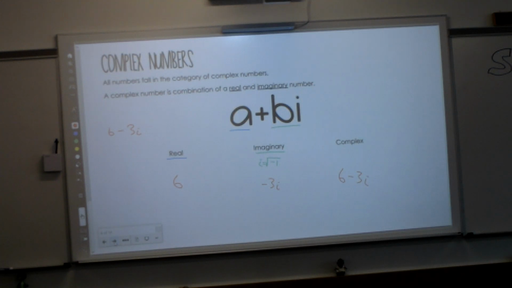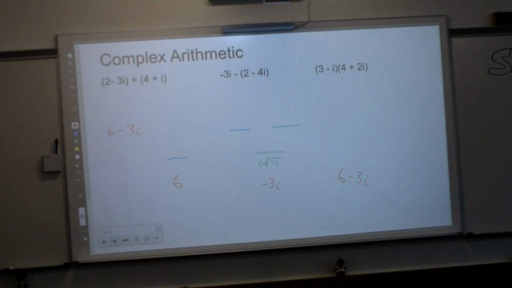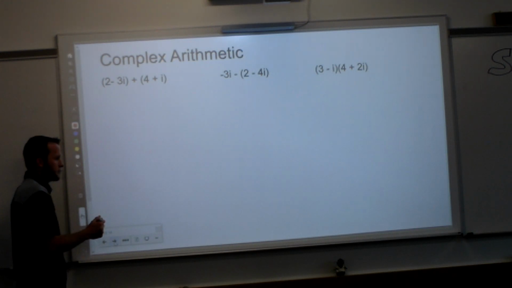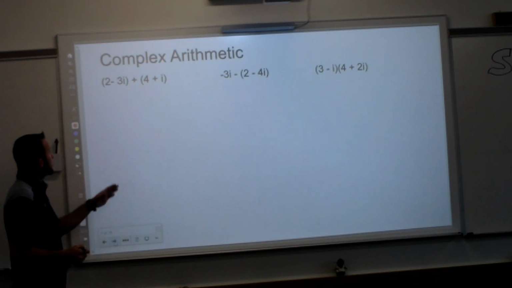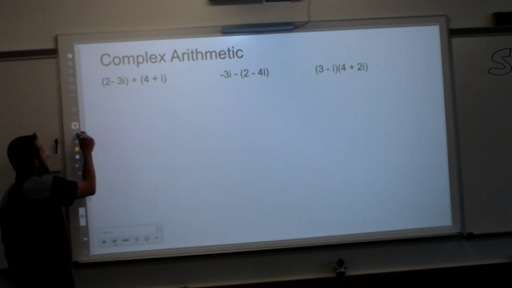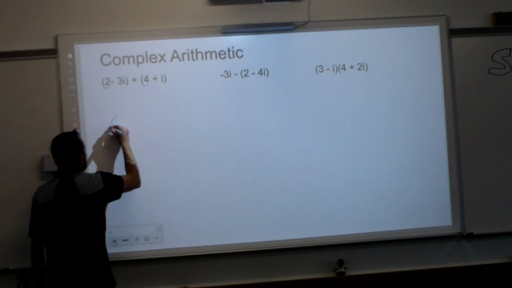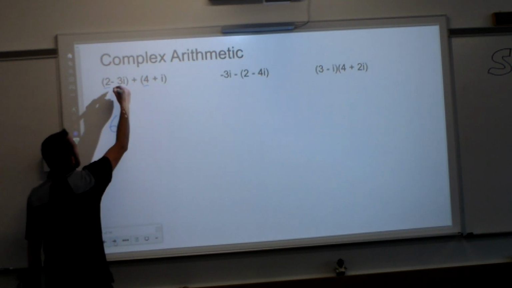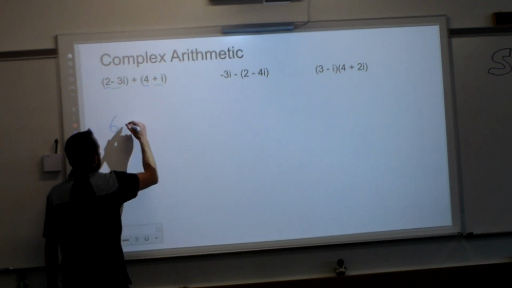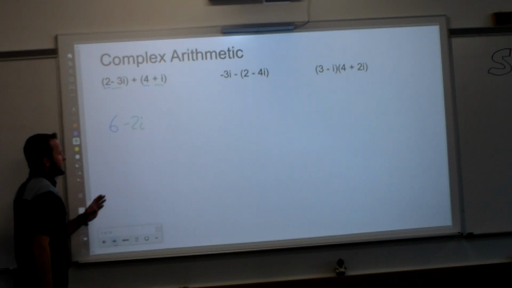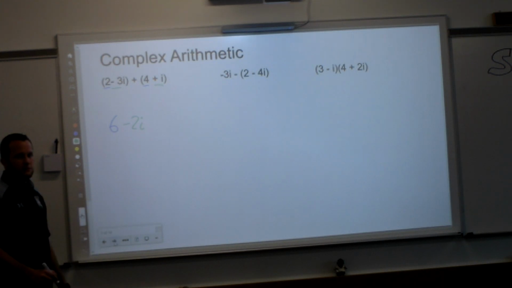So that's an introduction to complex numbers. When we do arithmetic with them, it's pretty simple. Just treat the i as a variable. So if I'm looking at 2 minus 3i plus 4 plus i, we're just going to combine like terms. 2 plus 4 is 6. That would be the real part. -3i plus i is -2i. That would be the imaginary part, and together they make a complex number.